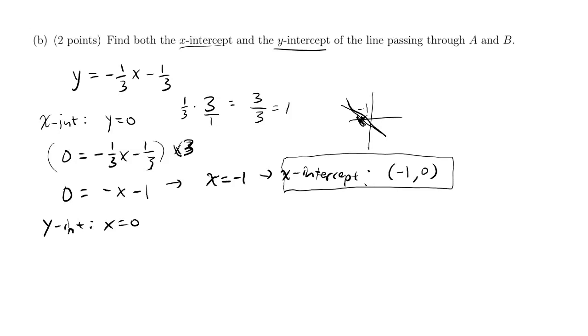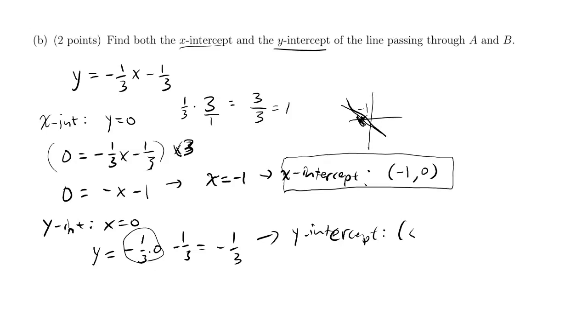Now let's plug in x equal to 0, y equals to -1/3 times 0 minus 1/3. 0 times anything is 0, so you just have -1/3. So that gives you y-intercept as 0, -1/3. When x is 0, y becomes -1/3, and that's a point on the y-axis. This point right here is 0, -1/3.